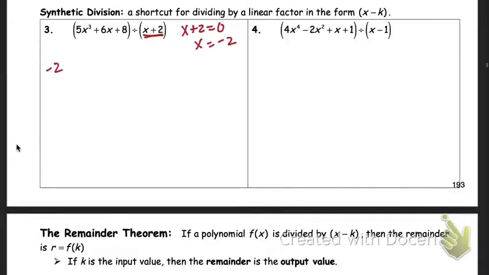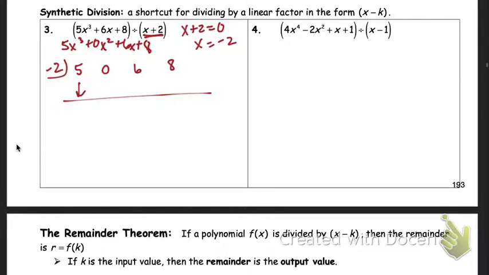So we put negative 2 in the box, and then we write the coefficients of everything. Don't forget on number 3, just like number 2, we are missing an x squared term. So you have to use 0 as a placeholder. So that's going to be 5, 0, 6, 8.